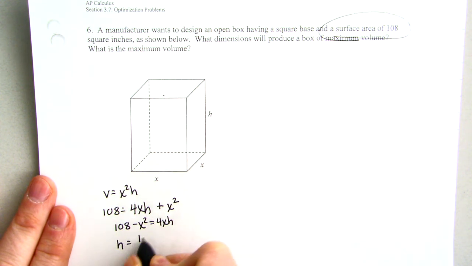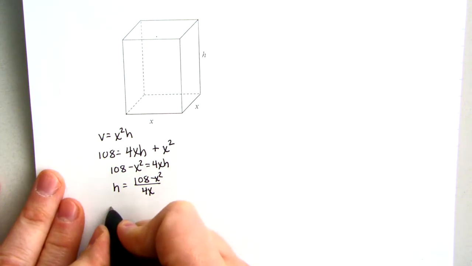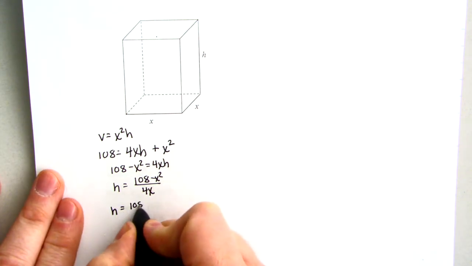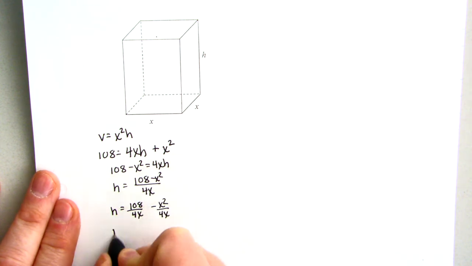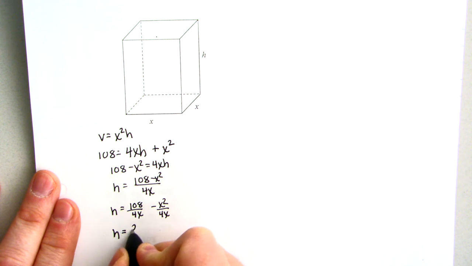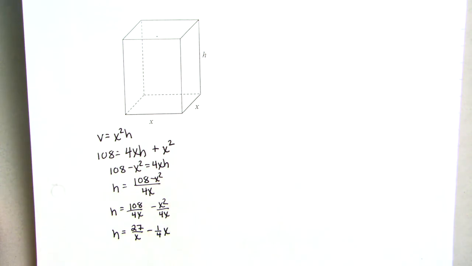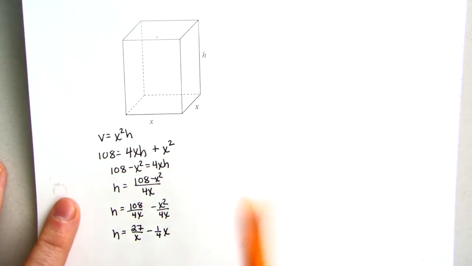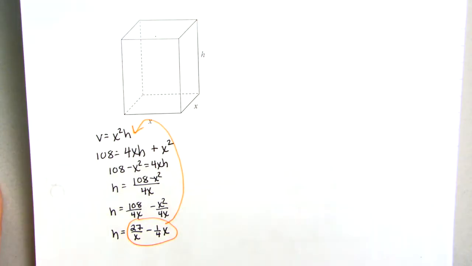Divide everything by 4x. h equals 108 minus x squared over 4x. To simplify this, I'm going to separate my fraction. 108 over 4x minus x squared over 4x should give us 27 over x minus 1/4 x. What I need you to do now is plug that in for the h, not for the x, and clean up your volume formula so it just has x's in it. Distribute the x squared and clean that thing up.